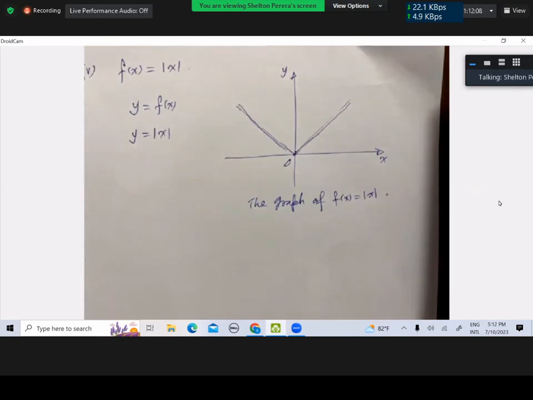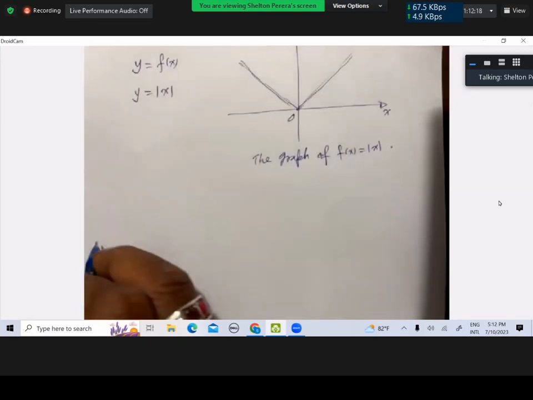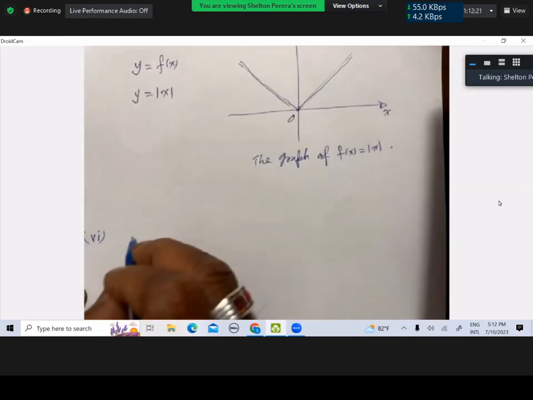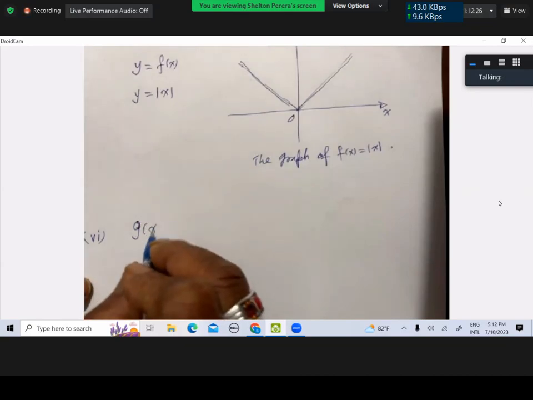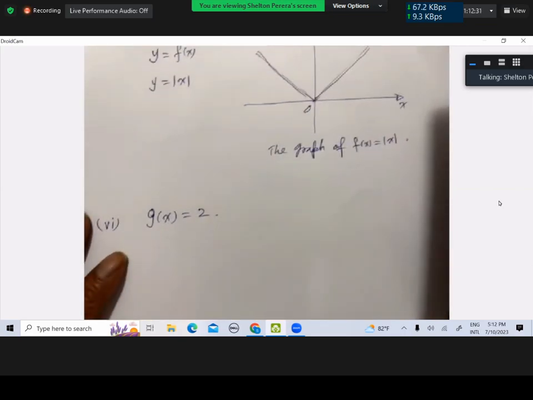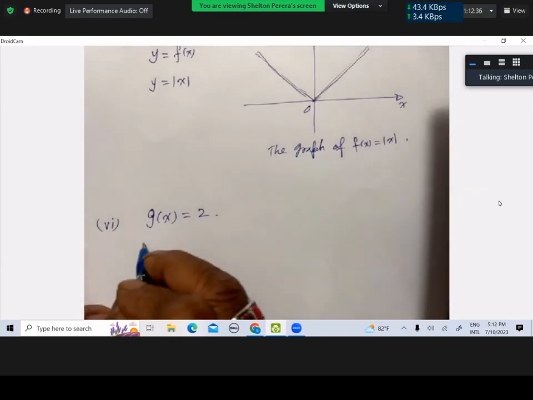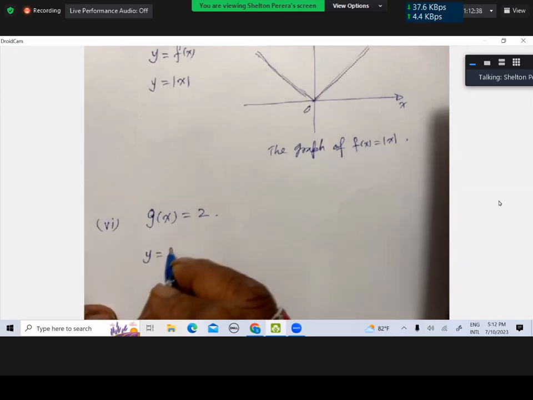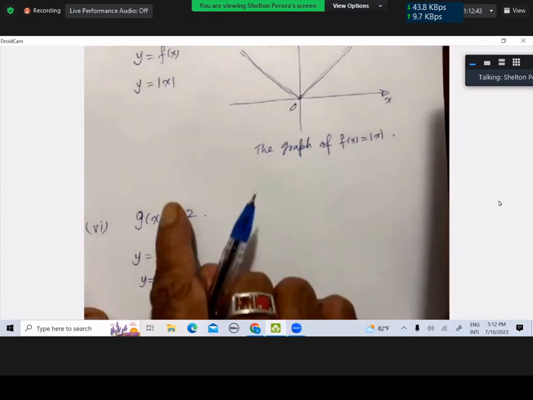Okay. Now, so these 6 shapes, I want to do another one. Sixth one. Suppose g of x is given by this. How do you sketch the graph of this function? G of x equals 2. So you need to sketch the graph of y equals g of x, meaning y equals 2. So what is the graph of this function?